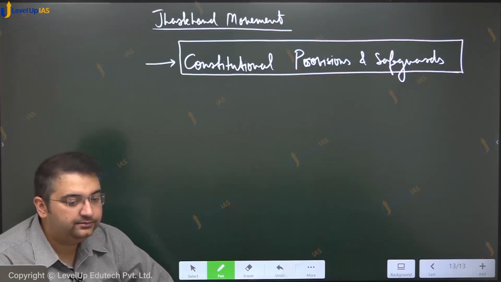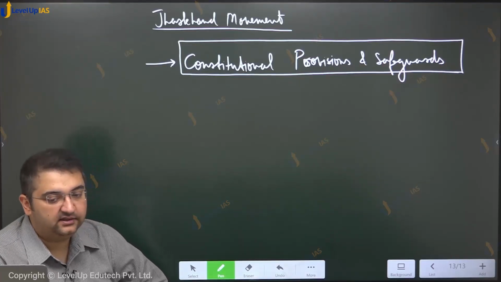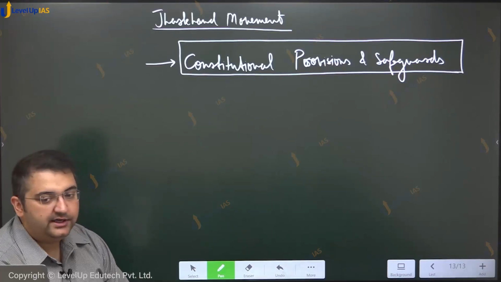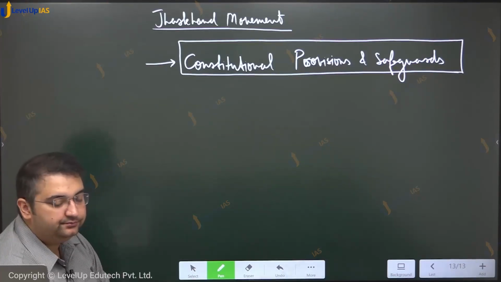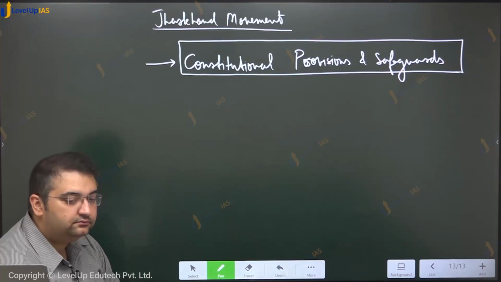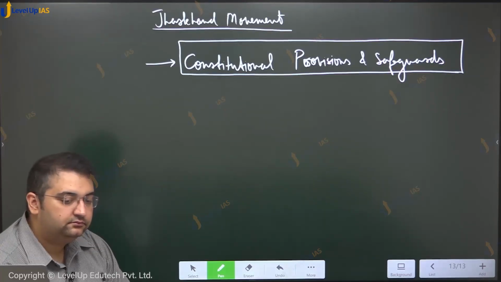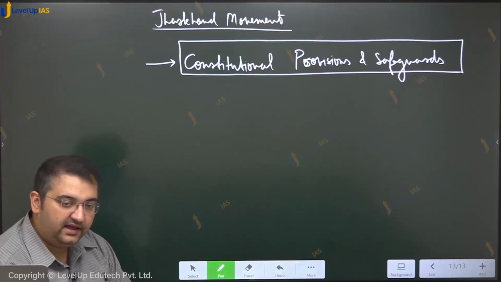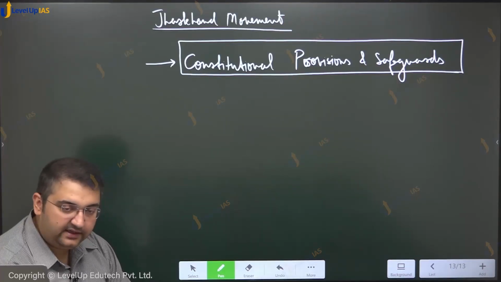These include A, B, C, D. A. Schedule 5. What does Schedule 5 of the Constitution provide for? Tribal areas, जहाँ पे autonomous tribal councils create करे थे, right?